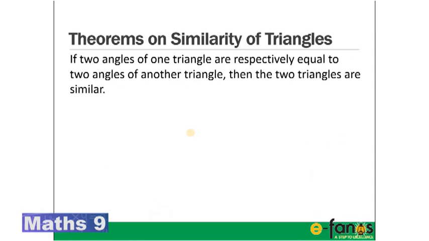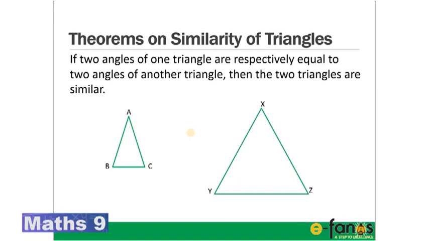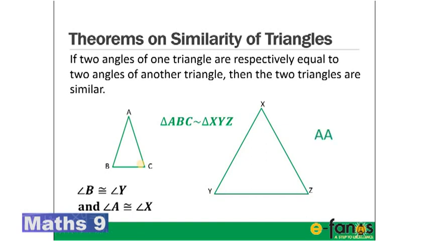If two angles of one triangle are respectively equal to two angles of another triangle, then the two triangles are similar. So for triangle ABC and triangle XYZ, if angle B equals angle Y and angle A equals angle X, then we can say that triangle ABC is similar to triangle XYZ. This is because if you know what two angles of the triangle are, then you also know what the third angle is, because the angles in a triangle always add up to 180 degrees. This is the AA, or angle-angle theorem. And notice that we don't need to know anything about the lengths of the sides.